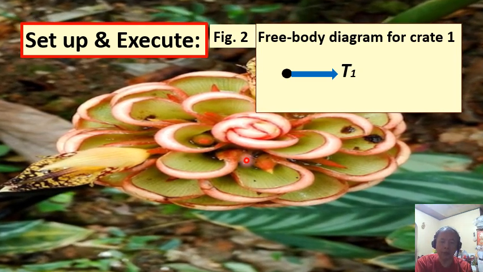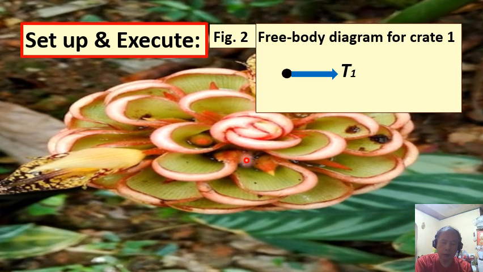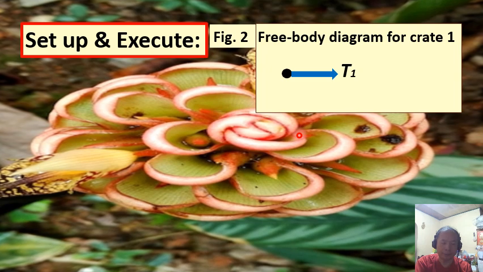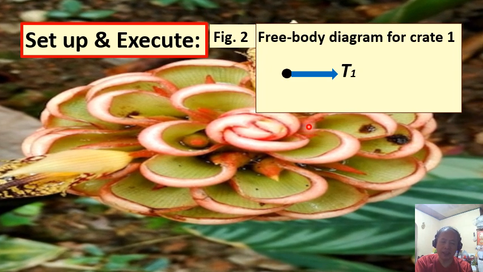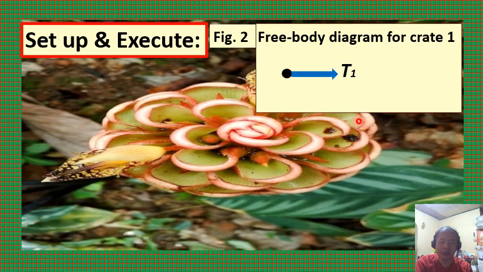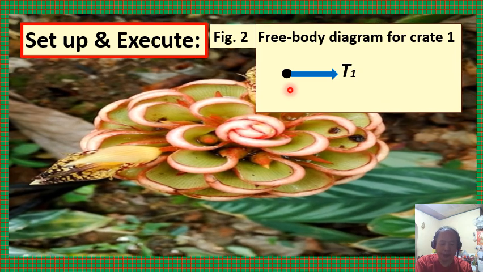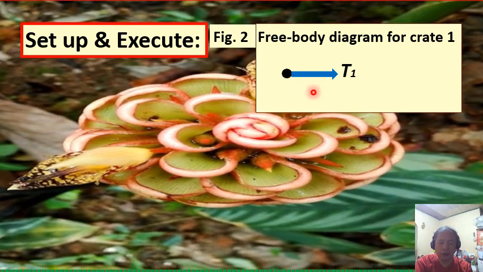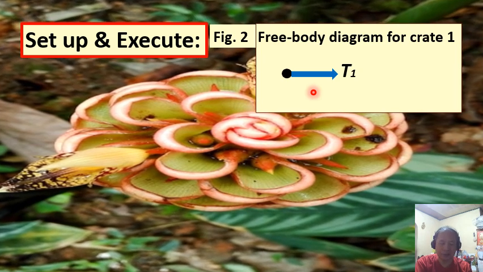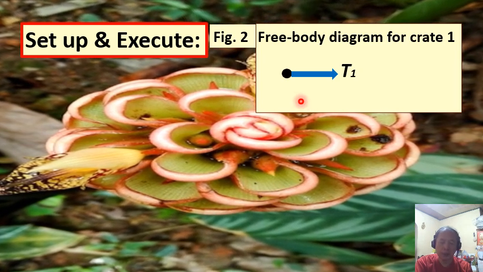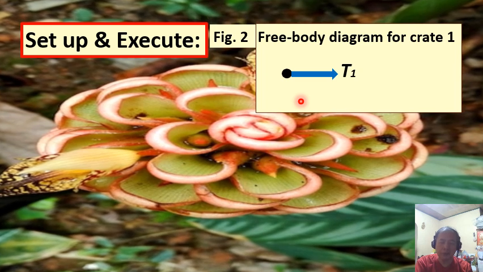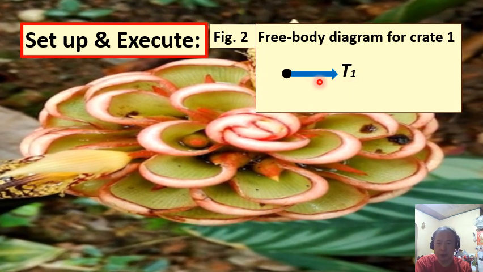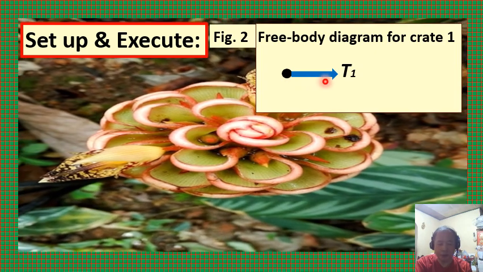Moving on to our solutions, we first show the free body diagram for crate number 1. So we represent crate number 1 here as just a dot or a particle. While accelerating on a horizontal frictionless surface, the rope is pulling it with a tension force capital T sub 1, represented by this blue arrow directed to the right.